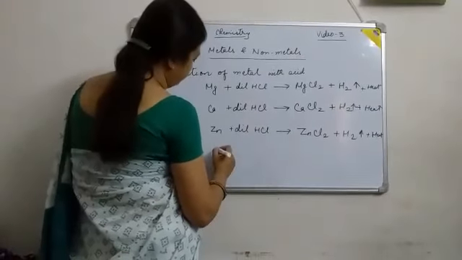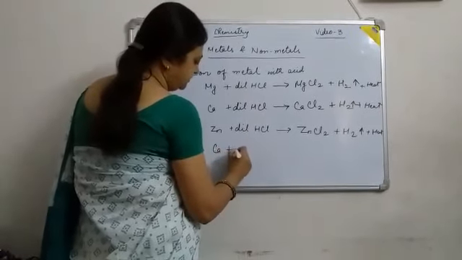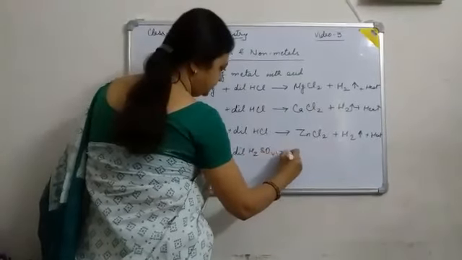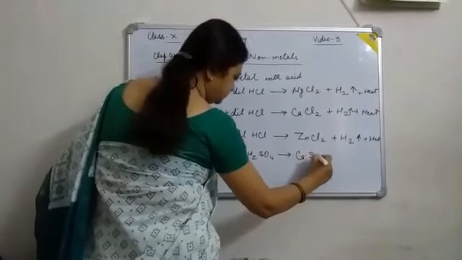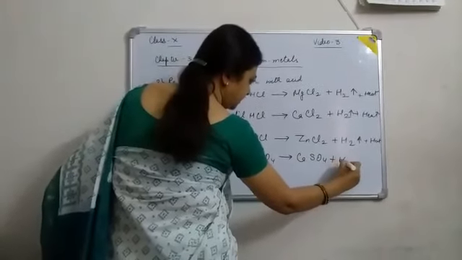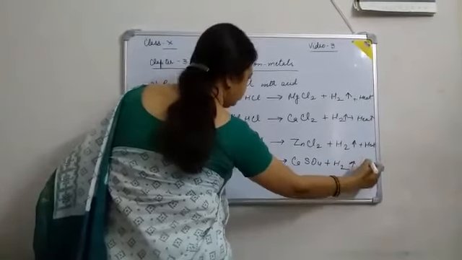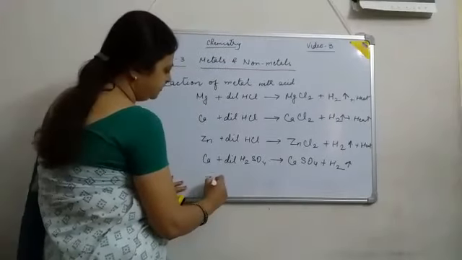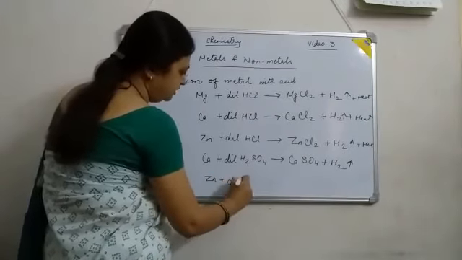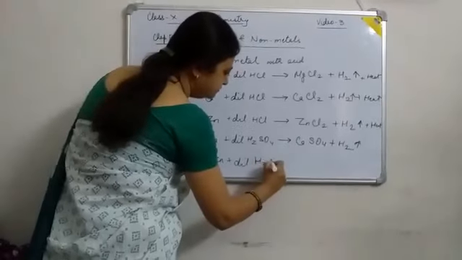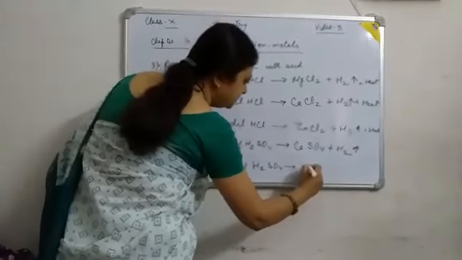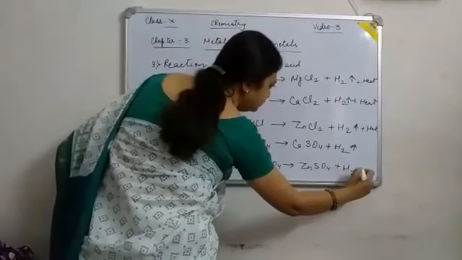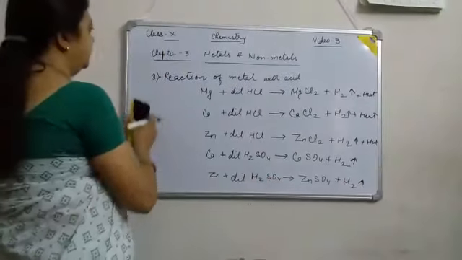If we consider calcium plus dilute sulfuric acid, then calcium sulfate is formed with the liberation of hydrogen gas, and heat is also produced. Zinc, when it reacts with dilute sulfuric acid, zinc sulfate is formed along with hydrogen gas. It is also an exothermic reaction.